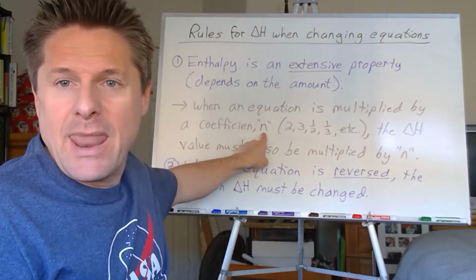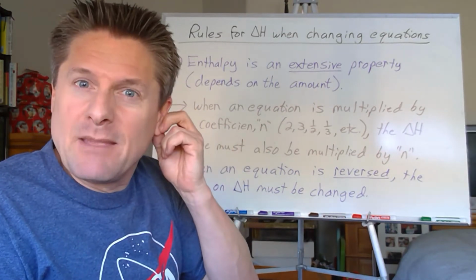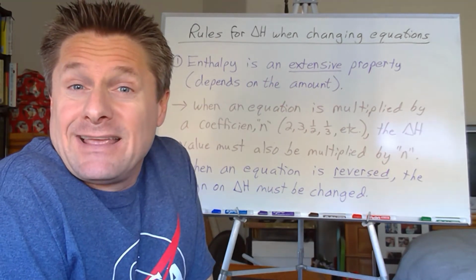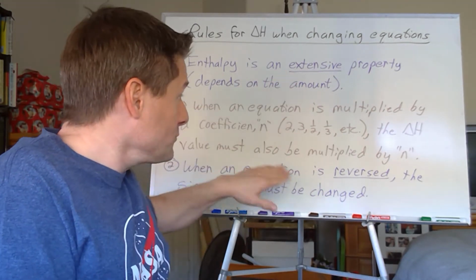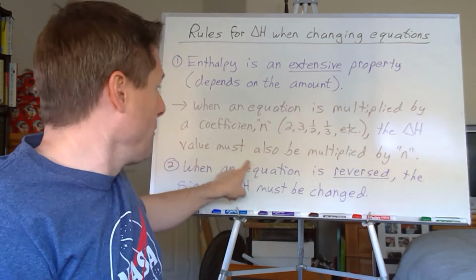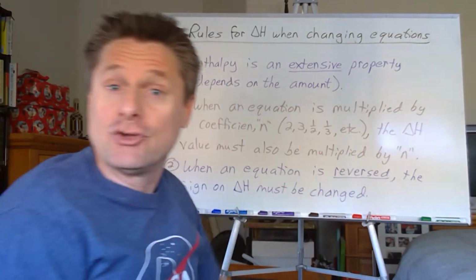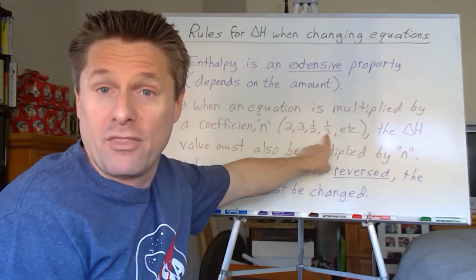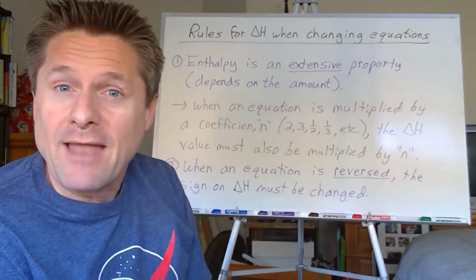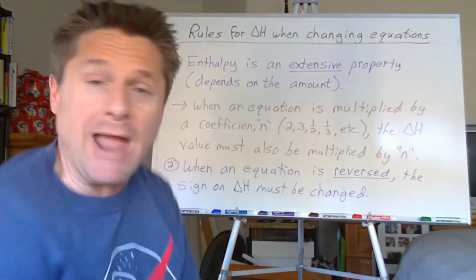Let's call that n, right? Well, we're changing the amount of the substance. Oh, no! Delta H values are extensive, right? So if we multiply an equation, say, by 2, we're going to have to multiply the delta H value by 2. If we multiply an equation by 1/3 or divide it by 3, we'll have to multiply or divide that delta H value by 3. So just keep track of that, right?